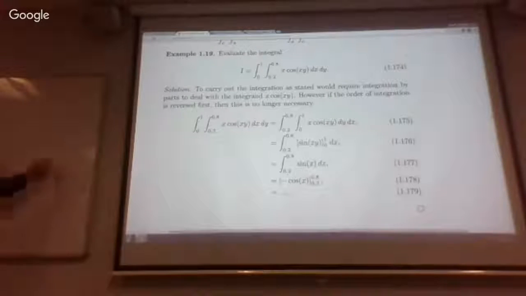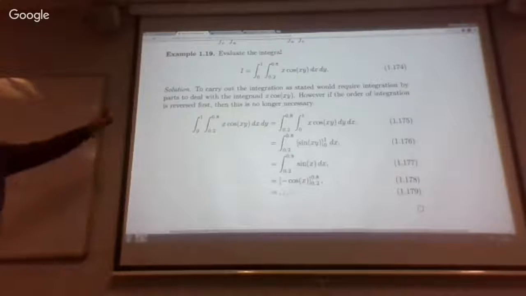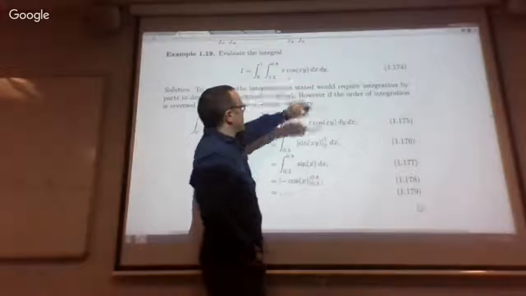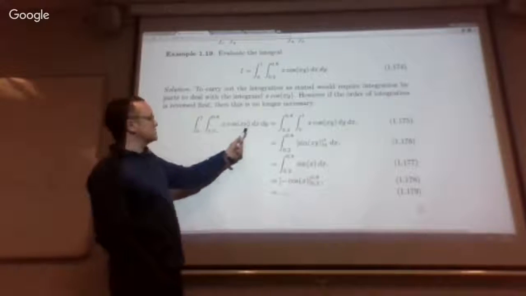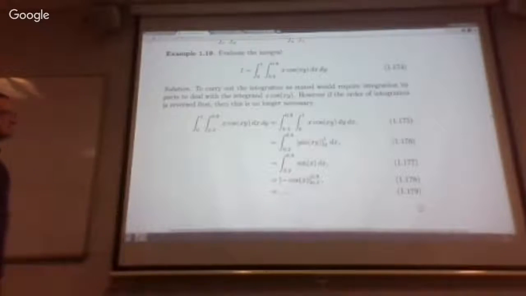So this process is called changing the order of integration. Here you're integrating with respect to x first, then y. Here we're integrating with respect to y first, then x. And this can sometimes make the evaluation easier. When we look at this example here, we're integrating the function x times the cosine of x times y with respect to x and y. Now, as it's presented there, it's presented with x as the inner integral.